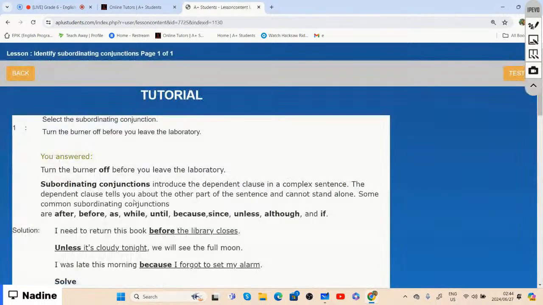All right, so we said our subordinating conjunction introduces the dependent clause within a complex sentence. The dependent clause tells you about the other part of a sentence, and a dependent clause cannot stand on its own. Some common subordinating conjunctions are words like after, before, as, while, until, because, since, unless, although, and if. Those are the most common ones.